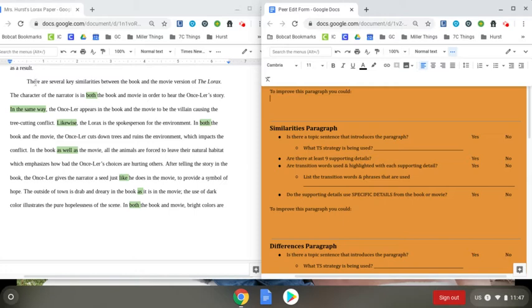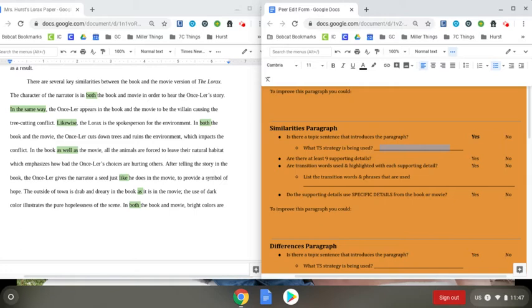So Bella's paper says there are several key similarities between the book and the movie version of The Lorax. Does that say it's going to be about similarities? Sure does. So you're going to come over here and bold it. What topic sentence strategy is being used? Remember, guys, these are the ones we learned at the beginning of the year: power statement, occasion, position, and, but, or list statement.